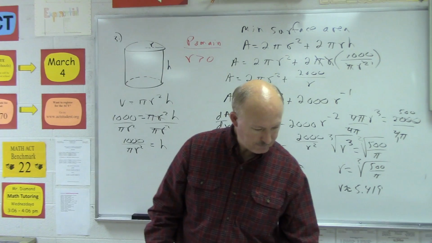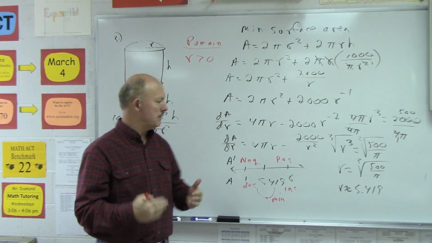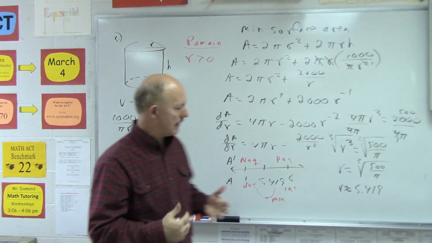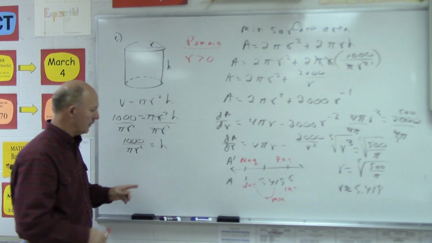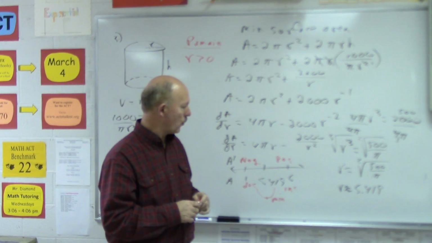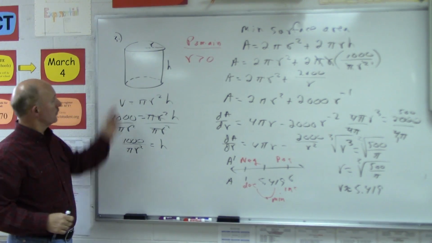Now let's see, what do we have to find now? Let's double check here. What are the dimensions? We're looking for the dimensions that would use the least amount of material. We've got the radius, so the radius will be 5.419. We still need to get our height, so let's get the height of our can too.